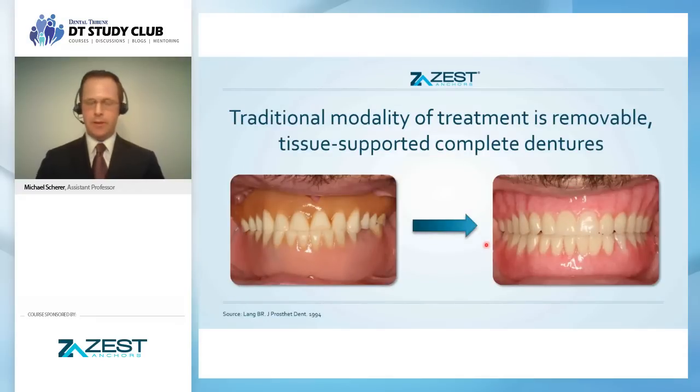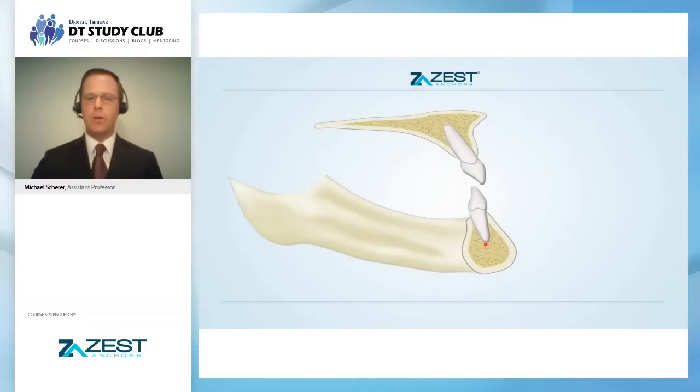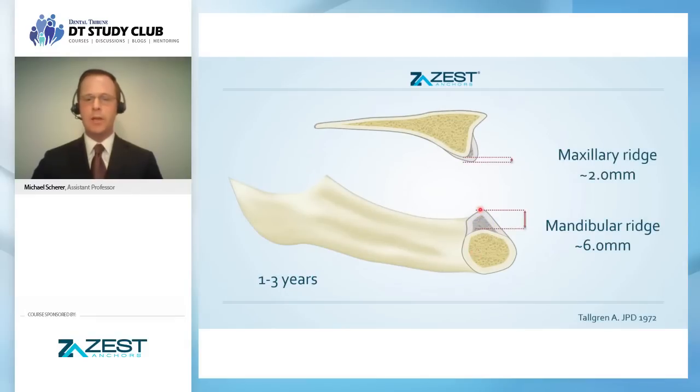So one thing that we talk about in complete dentures and the traditional modality of treatment planning for any of our patients that are completely edentulous, we know that yes, the complete denture is really the traditional modality. And what we do know is that ridge resorption decreases the amount of support and stability available for that mandibular denture. Because what happens is that if you look at the situation where a patient has their existing dentition, you remove the dentition, and then almost immediately within the first 3 years, you get a significant amount of bone resorption, both in the maxillary arch and in the mandibular arch.